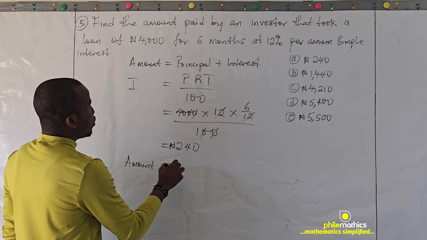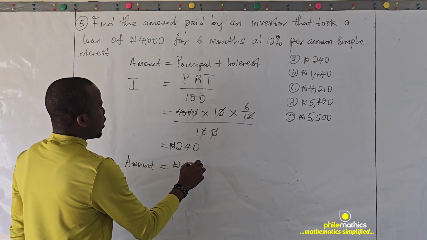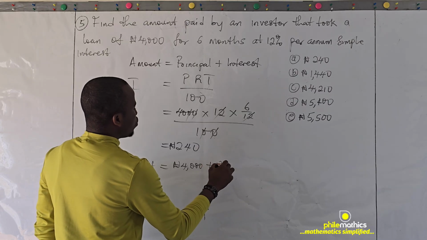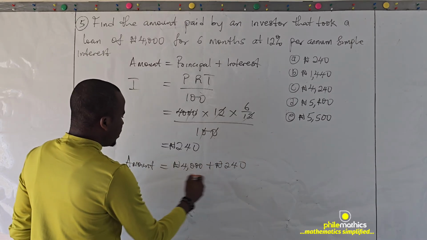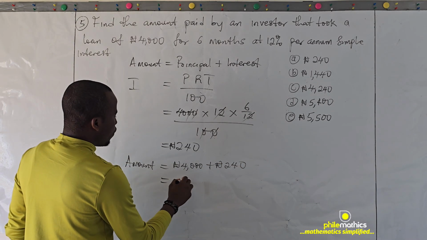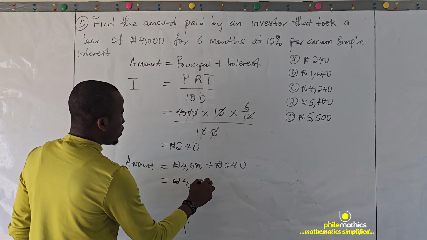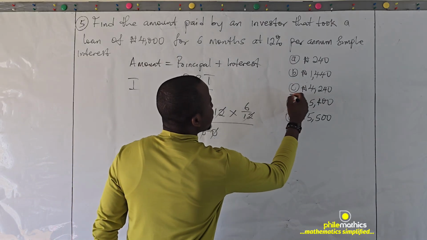And so our amount will then be 4,000 naira plus 240. And if we add this, we'll get 4,240. And the correct option is C.